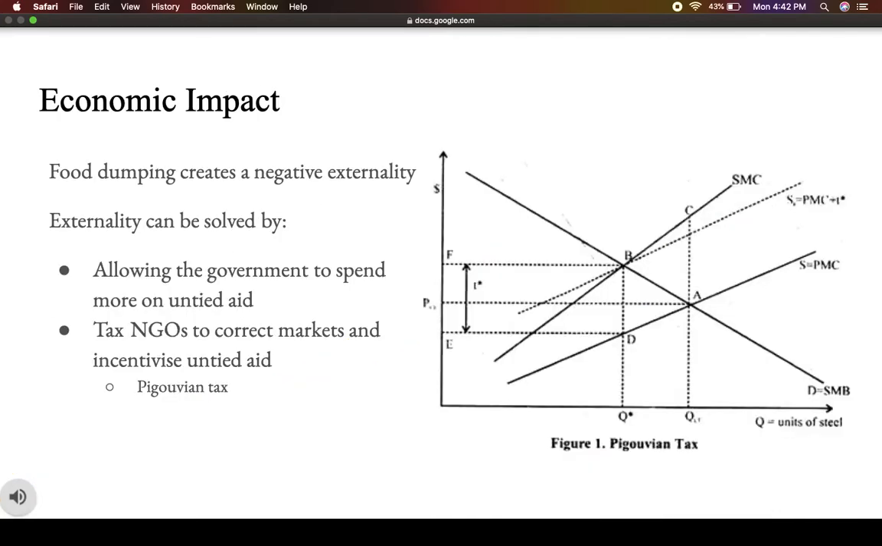Food dumping creates a negative externality by undermining local industries and harming the environment. However, the externality can be solved by increasing the amount of government expenditures that are spent on untied food. Similarly, taxing the actions of NGOs that are dumping food on impoverished nations can help to incentivize untied aid. Such an action would be considered a Pavlovian tax.